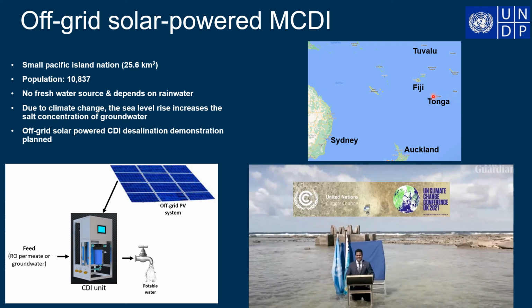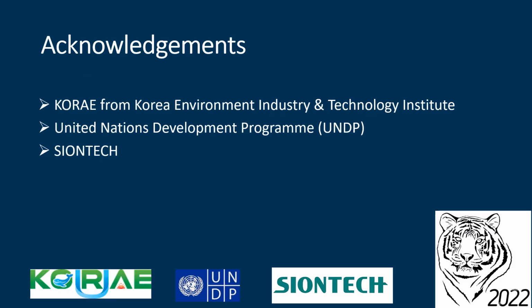Also, you know that Tonga is in a very problematic situation this month because of the volcano eruption. Very recently, a couple of weeks ago, we had the tsunami in Japan and California because of the volcano eruption in Tonga. So they also need a lot of support for the drinking water system. Hopefully, we will have more decentralized desalination MCDI units to help this kind of Pacific island.